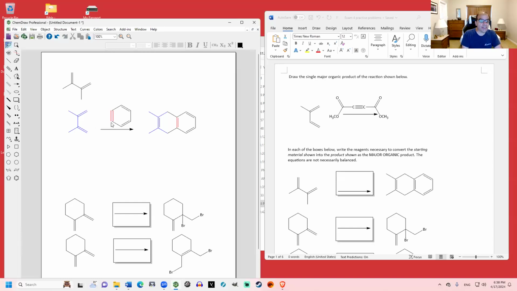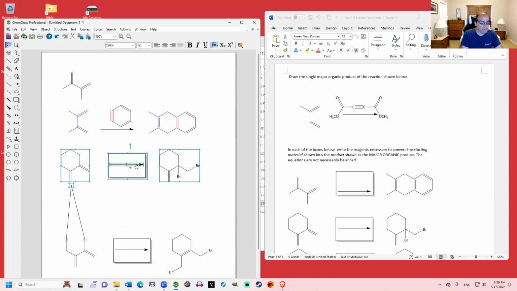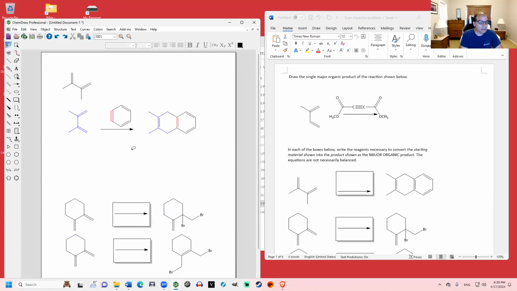So when you react this diene with benzyne, you get this Diels-Alder adduct. And I've color-coded everything as best as I can. So that's a good way of adding an aromatic ring on in a Diels-Alder reaction. Next, we have this one.